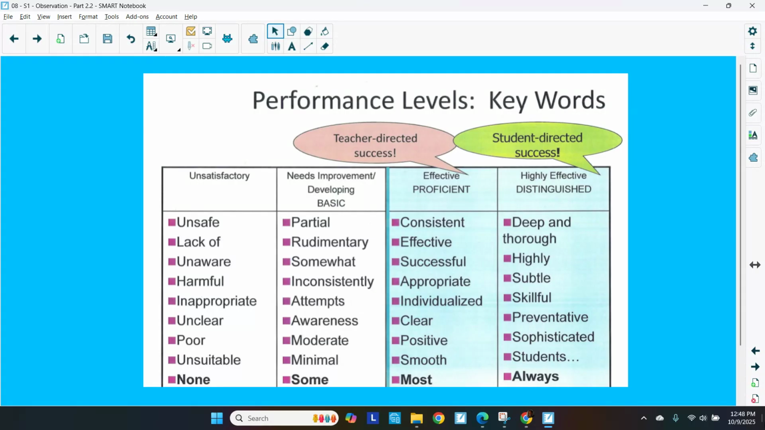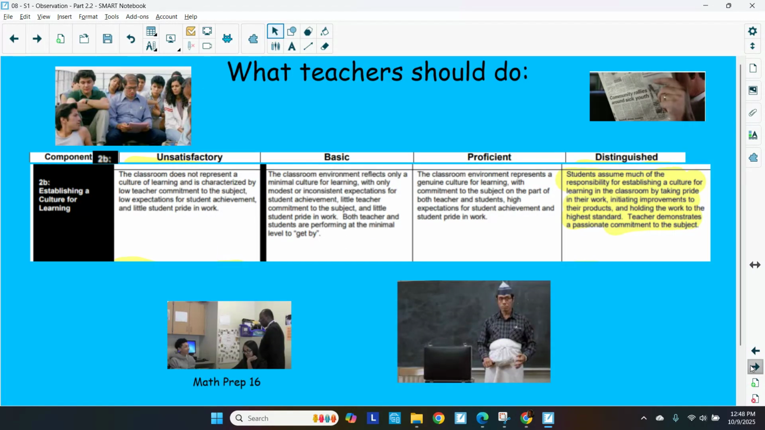So we went over that. And we did a few. I don't know if we did 2B. I thought it was 2A where we left off. But it's establishing a culture for learning.